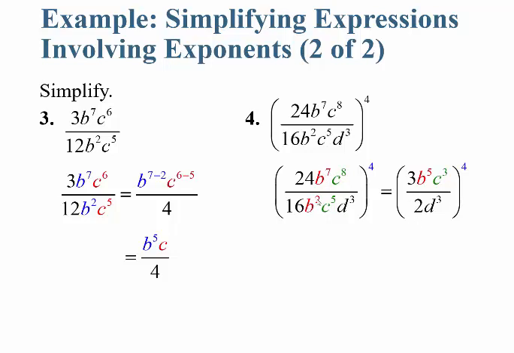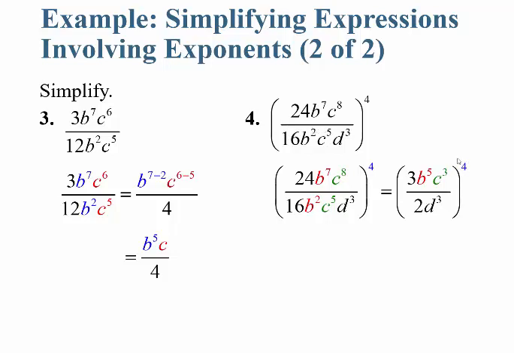b to the 7th over b squared, you subtract. So 7 minus 2 gets me 5. c to the 8 over c to the 5, well, 8 minus 5 gets me 3. And there's no d up in the numerator here, so this d cubed just stays in the bottom. All right, so now this looks a whole lot nicer than this craziness here.